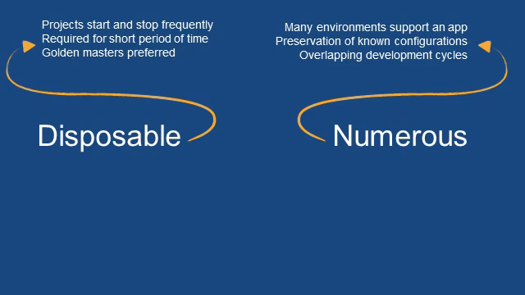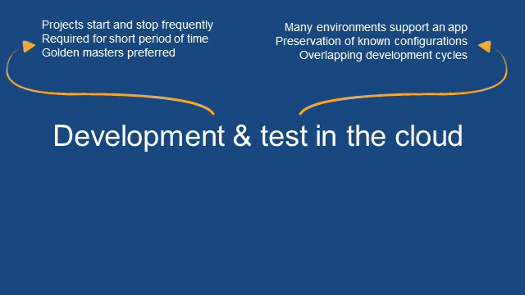Also, you have the capability with AWS to preserve known configurations, and together these things can help you deal with overlapping development cycles, which are quite a common characteristic of software development, as I'm sure you'll know. So what we believe is that the characteristics of disposability and the need for numerous parallel environments mean that the cloud is a great place to run your development and test activities.